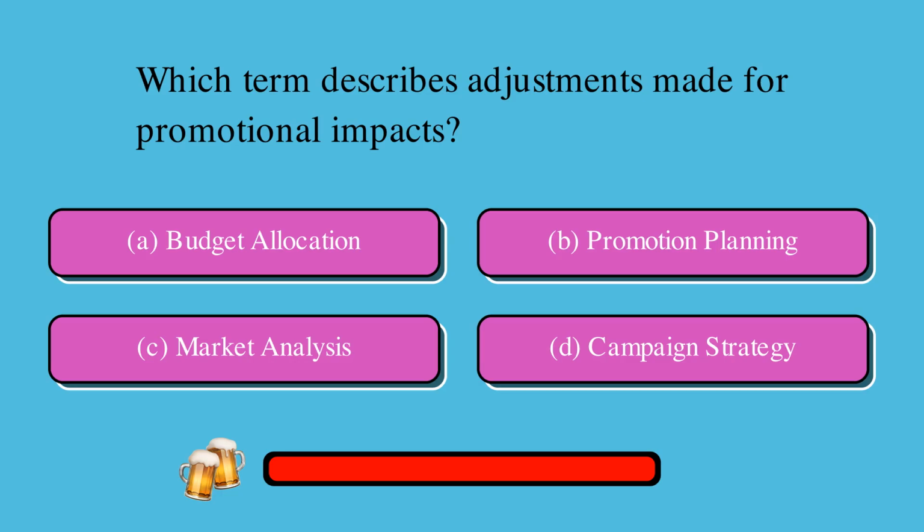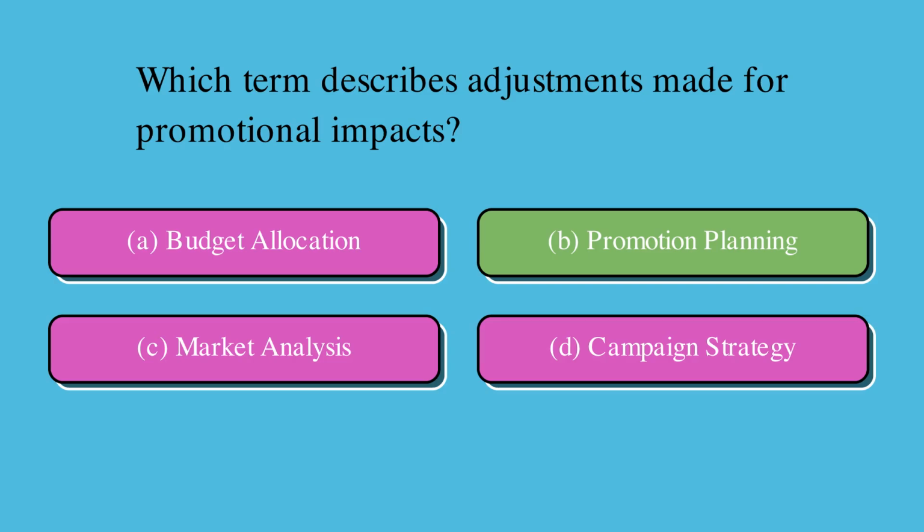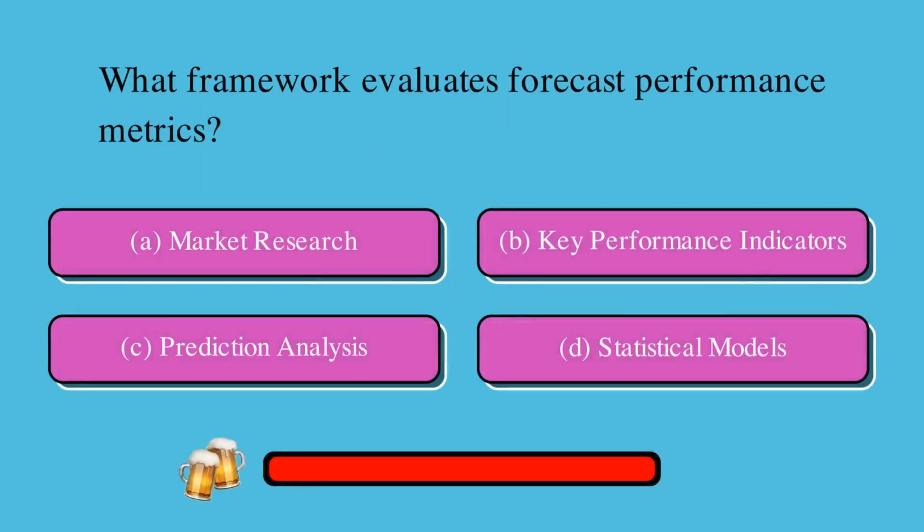Which term describes adjustments made for promotional impacts? Is it A, budget allocation, B, promotion planning, C, market analysis, or D, campaign strategy? The correct answer is B, promotion planning. What framework evaluates forecast performance metrics?